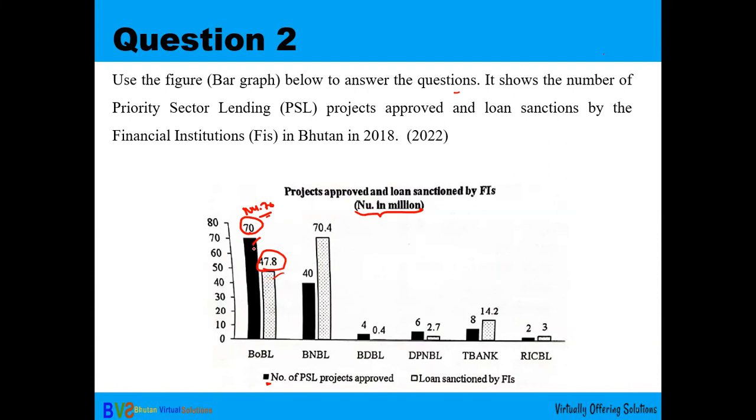Okay, the FIS charge on the loan. All right. So similarly for BOBL, BNBL, BTBL, DPNBL, TBank, RICBL. Now let us see what the question is saying. How can you interpret the data? I hope you have understood this. Two bars are given, don't get confused. It is all given down here in the legends. Looking at the legends, you will understand it.